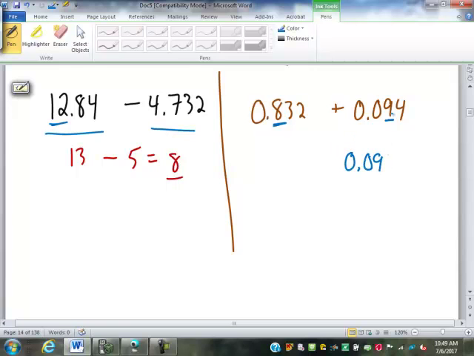So I'm going to round this to 9 hundredths. This is going to round to 83 hundredths. So now when I add or subtract, I know I keep the same name, correct? So whatever I have in my result when I estimate this is going to be hundredths, right? What is 83 plus 9? 92. 92 hundredths.